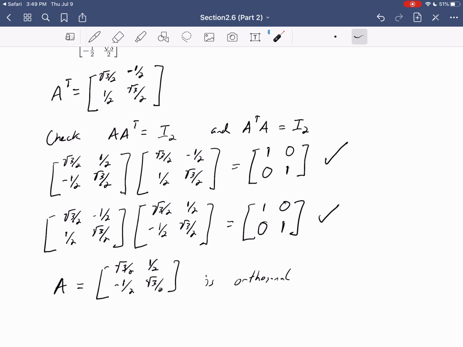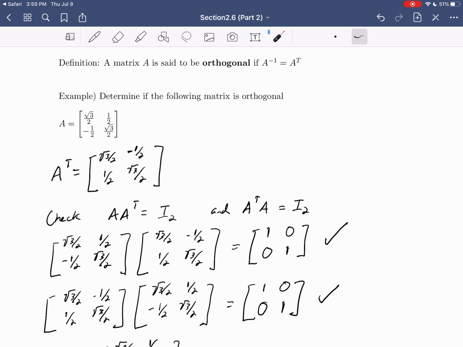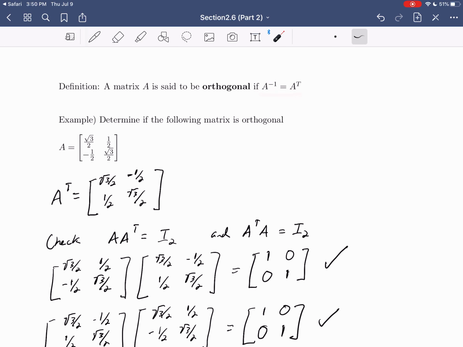You guys have encountered a lot of special matrices. We know that there's things that we consider upper triangular, lower triangular, diagonal, symmetric, skew symmetric. If you've looked at the suggested exercises, there's mentions of things called idempotent matrices, nilpotent matrices. Now you've seen one called an orthogonal matrix. And orthogonal matrices are important because they have this very strong connection between the inverse and the transpose.